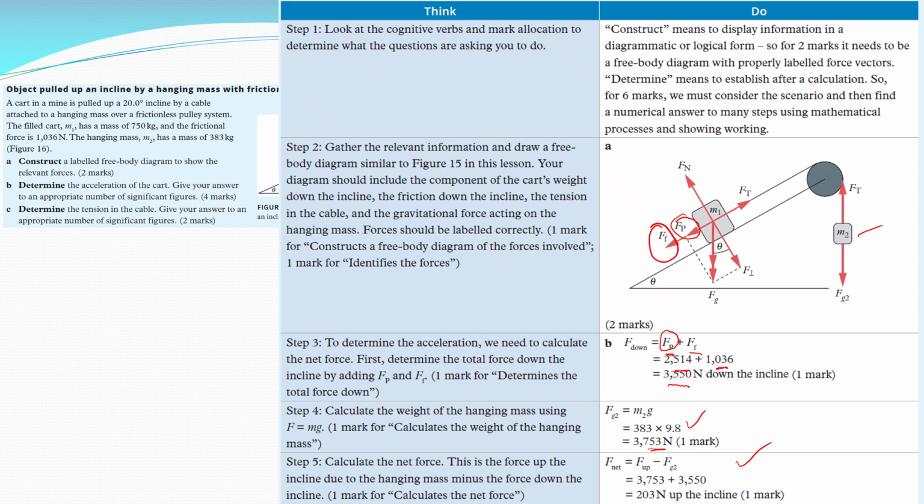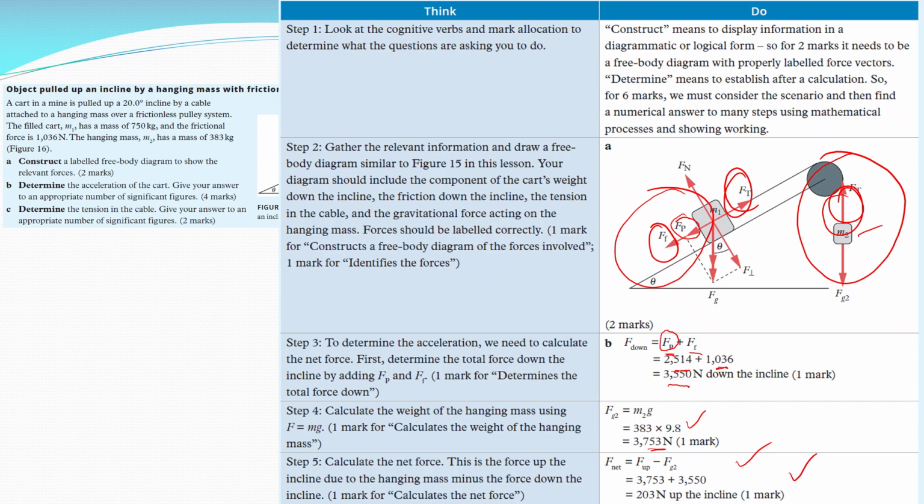How do I do my net force? I want to subtract the two forces. So what's going up the incline versus the mass of the weight hanging down. So this one over here, opposite from this one over here. We want to look at how these forces here balance this force over here. Subtract the two forces there. 203 newtons is my net force.